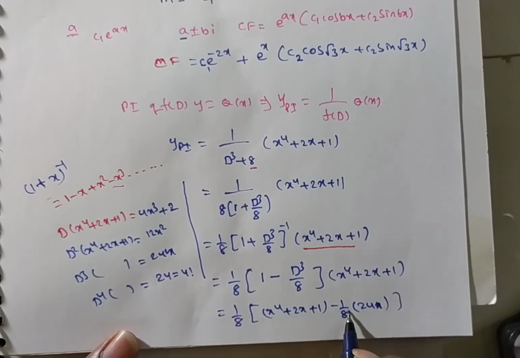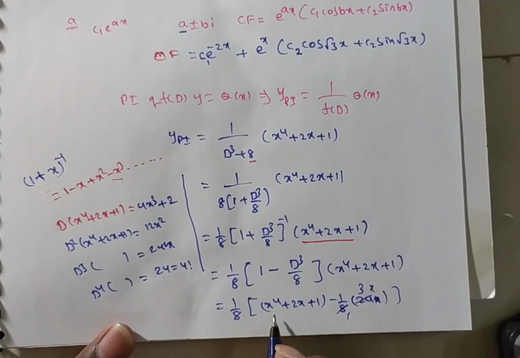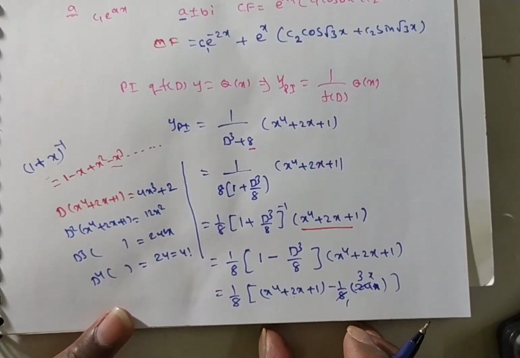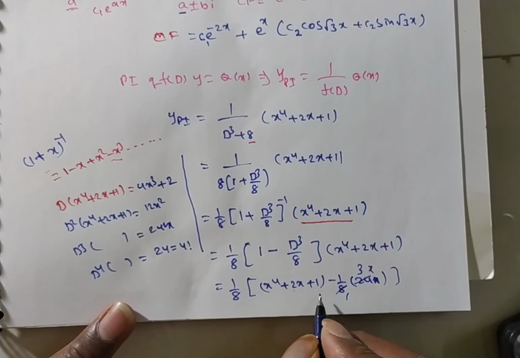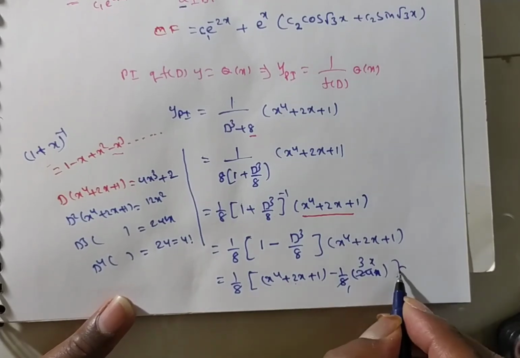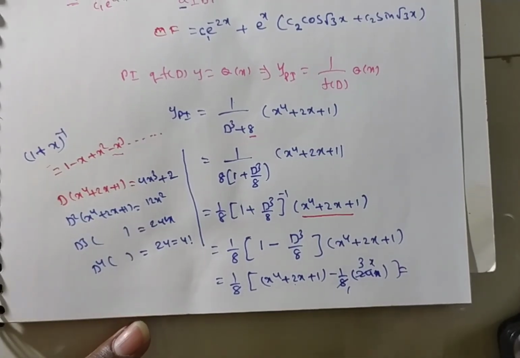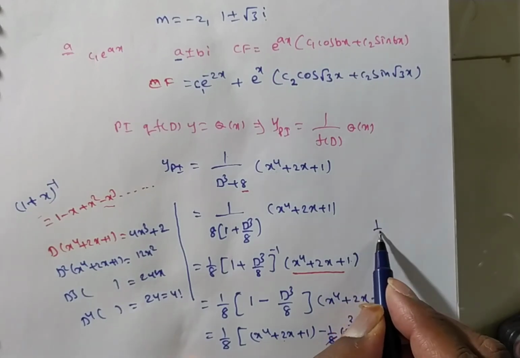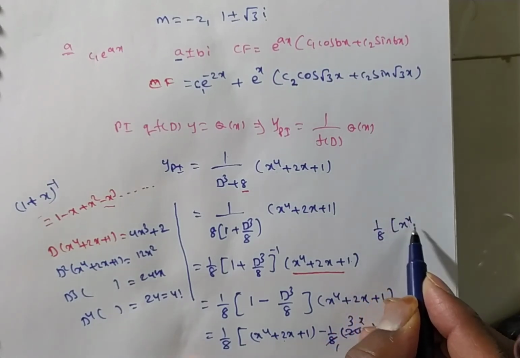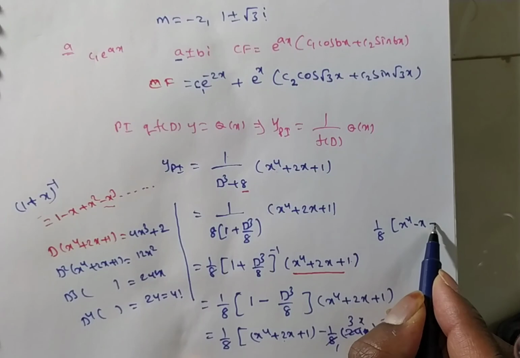Now you have to simplify this. 8 ones are 8, 8 threes are 24. So here you have x cube, plus 2x and minus 3x. So you will have minus x plus 1. Now this is equal to, I am writing here, 1 by 8 times of x to the power of 4 minus x plus 1.